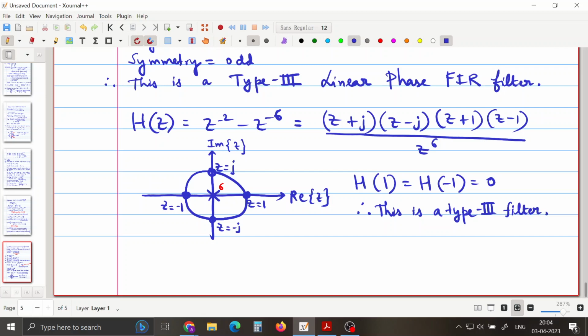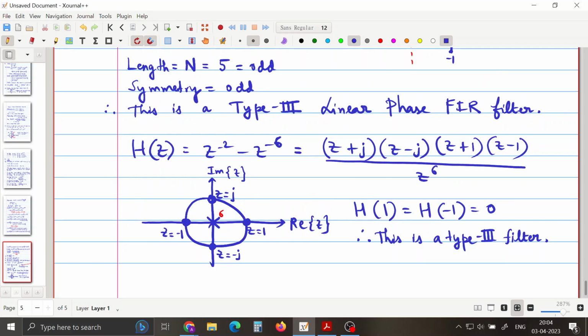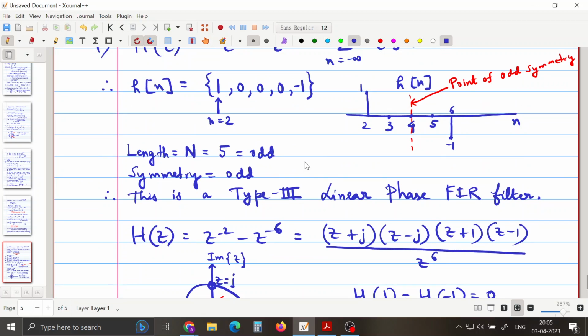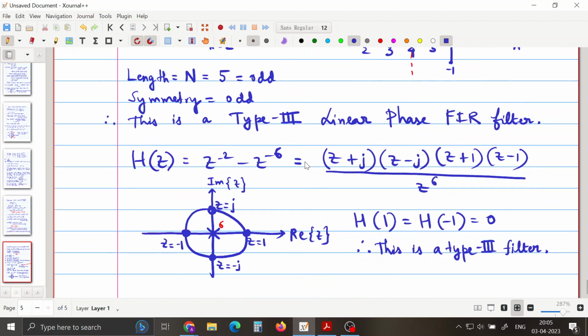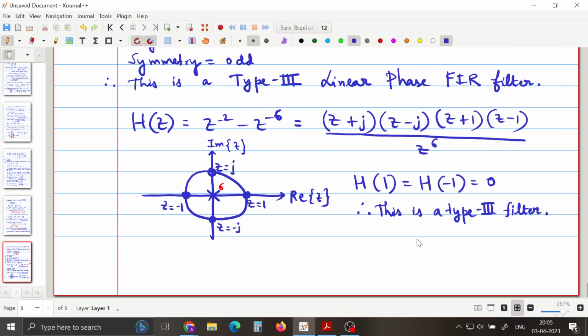Okay, so this is just further investigation. You had already solved it by looking at the symmetry and the length. You had already concluded that it's type 3, but this is just an additional pole-zero plot that we have drawn.